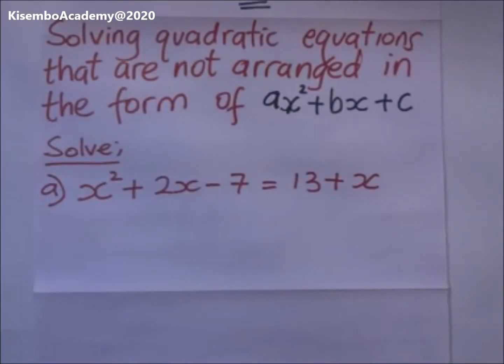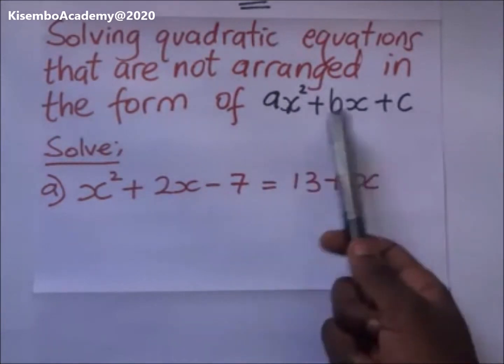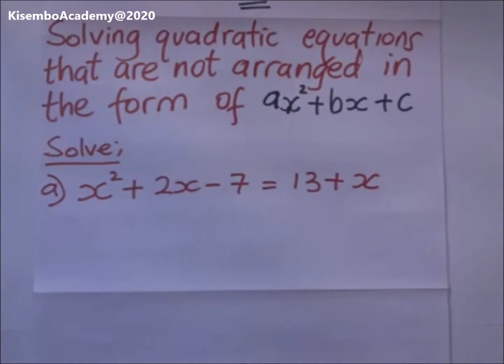Sometimes you'll be required to solve quadratic equations for the values of x, or the unknown, but they won't be arranged in the way you know it, that is ax squared plus bx plus c. In this video, we're going to look at how we solve quadratic equations that are not arranged in that form. The form I'm talking about is the standard form of a quadratic equation, which is ax squared plus bx plus c. We shall illustrate this with a few examples.